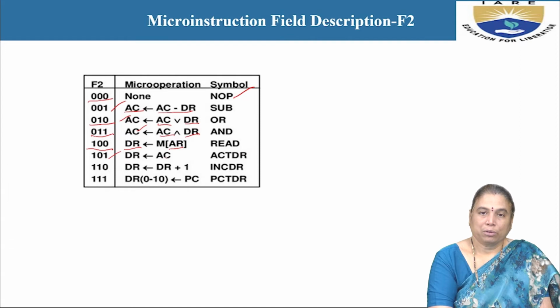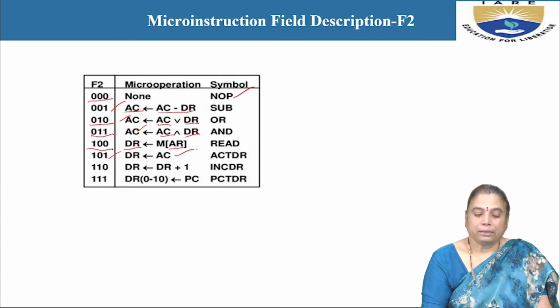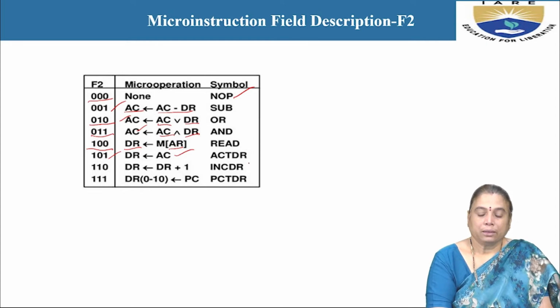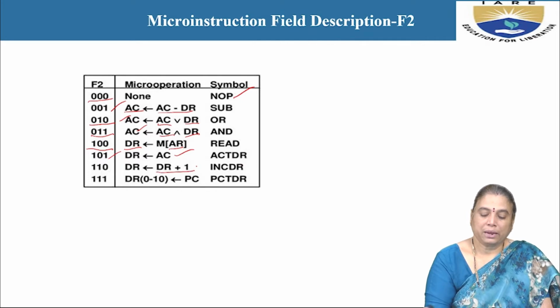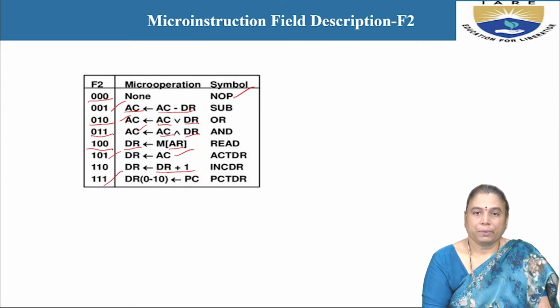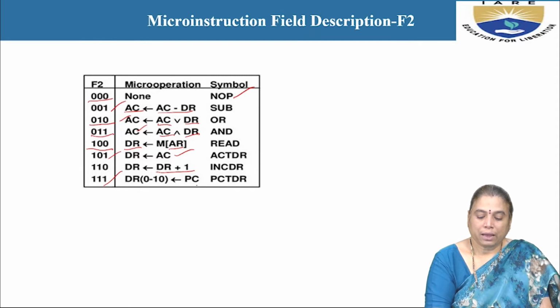Next, if F2 consists of 101, then accumulator to data register data transfer occurs. The value of the accumulator is transferred to the data register. In case F2 consists of 110, increment the data register. The data register value is incremented by 1. If F2 consists of 111, then the PC to DR operation is done. So the PC value is transmitted to the DR, bits 0 to 10.